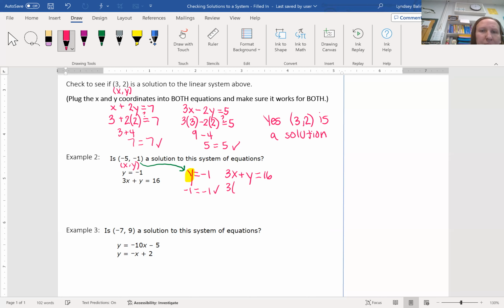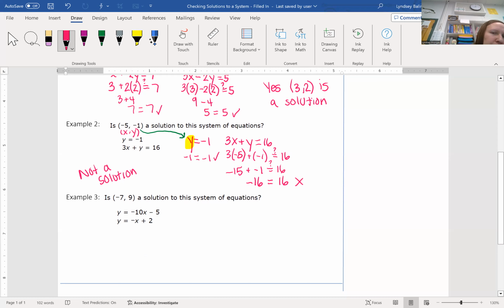We have 3 times -5 plus -1. Does that equal 16? And we get -15 plus -1. Oh, I should probably put my question mark. Does that equal 16? Well, no, -16 does not equal +16. So that would be a no. So this is not a solution. It worked in one, it did not work in both. So that is not a solution to the system.